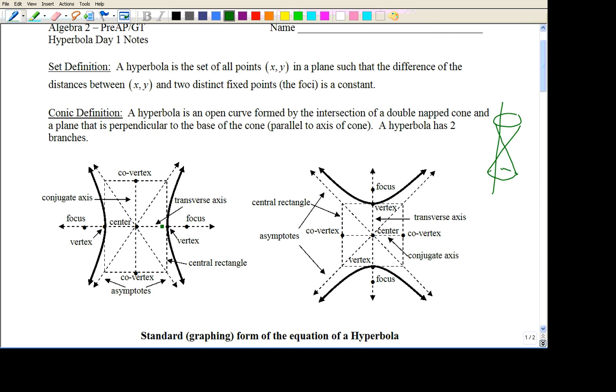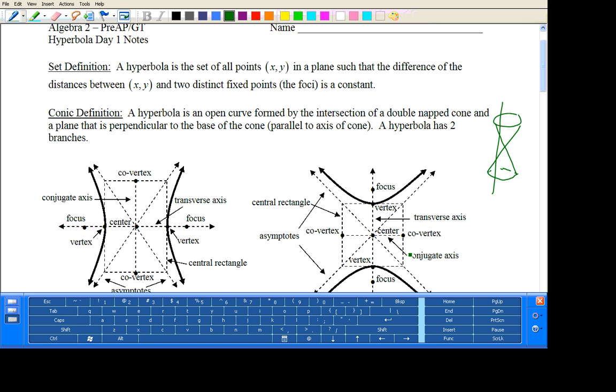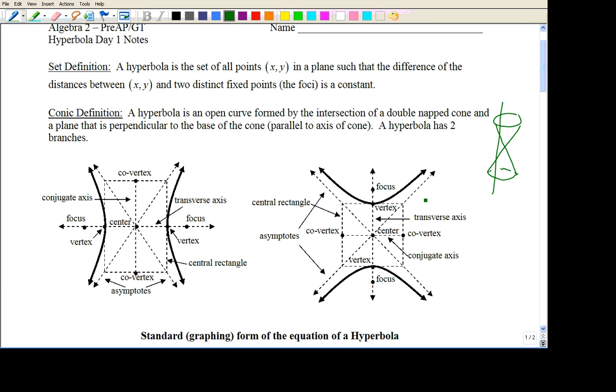So here we have two pictures of a hyperbola. On the left, we've got the horizontal hyperbola, and then on the right we've got the vertical. So this one opens left and right, so it's horizontal. This one opens up and down, so it's vertical. The good thing about this is that it's going to be a lot like the ellipses, and so the a, b, and the c and everything like that will still be the same.